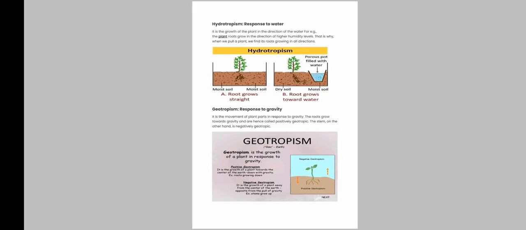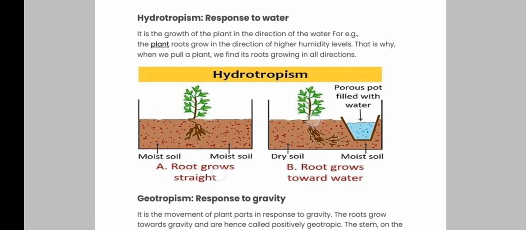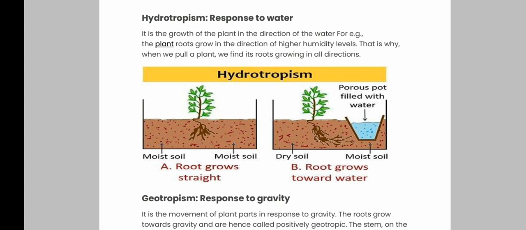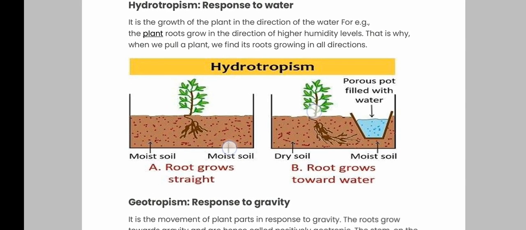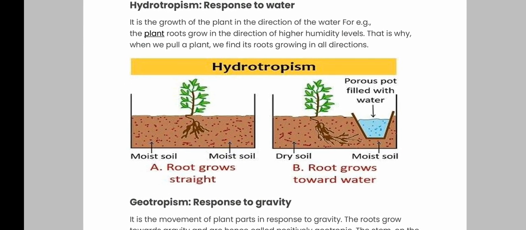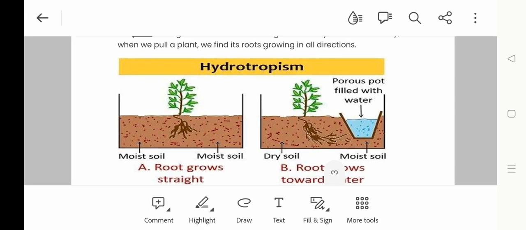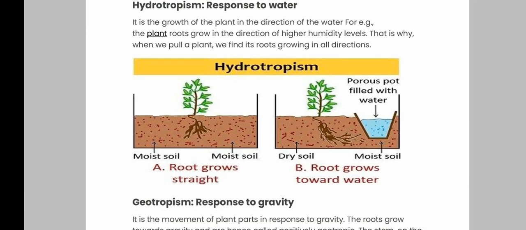Next is hydrotropism. Hydrotropism means the response of the plant or the roots towards water. It is the growth of the plant in the direction of water. You can see in the diagram the plant roots are growing in the direction of high humidity. If the soil is moist, the root grows straight, and if the soil is dry, the root will grow towards the pot which is filled with water. So the root grows towards the water. This is hydrotropism, a response to water.